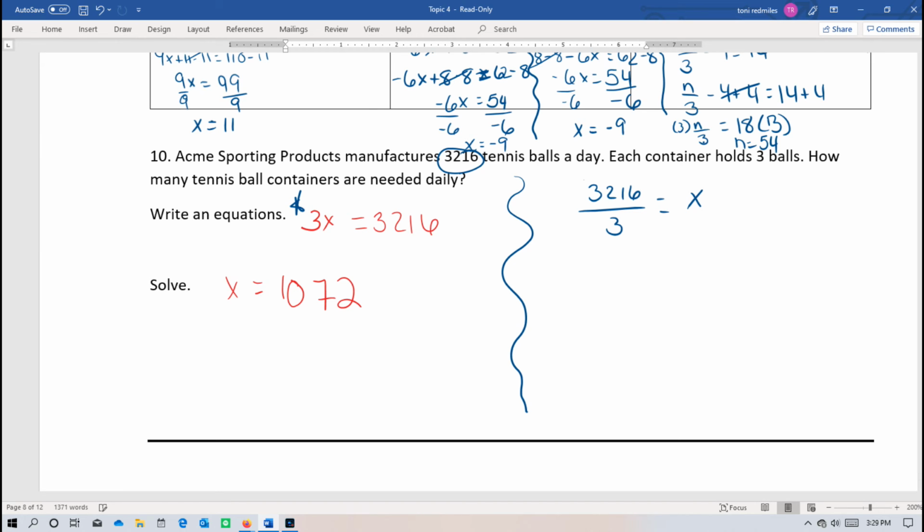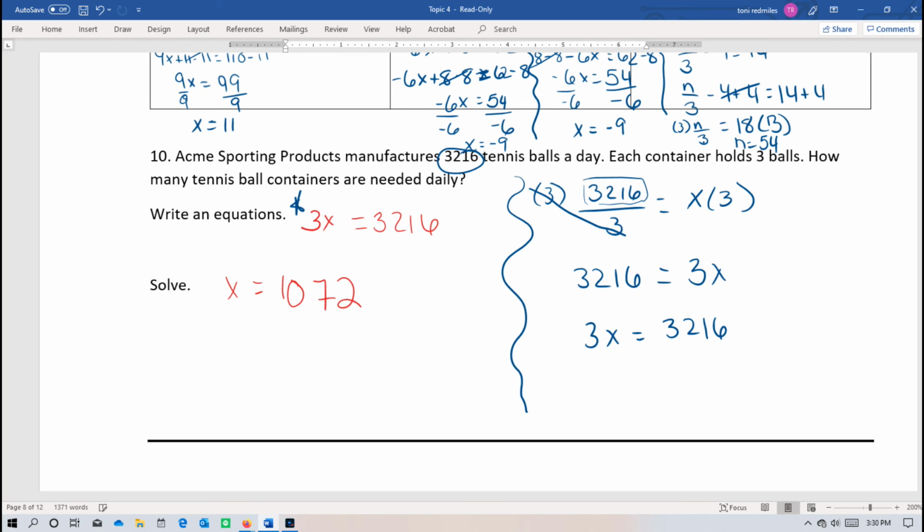I know this is the total. I need to get it by itself. The 3 is dividing it. I'm going to multiply 3 on both sides. And then I have 3 times x, which is 3x. And I can either write it like this, or I can write it like I did over there.